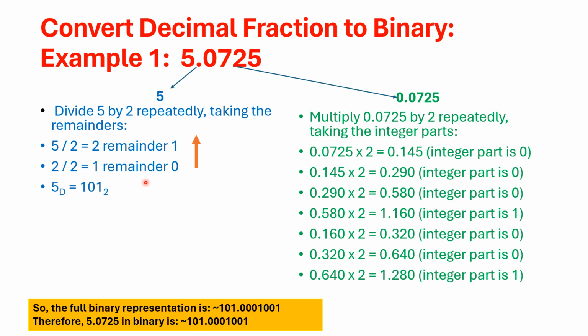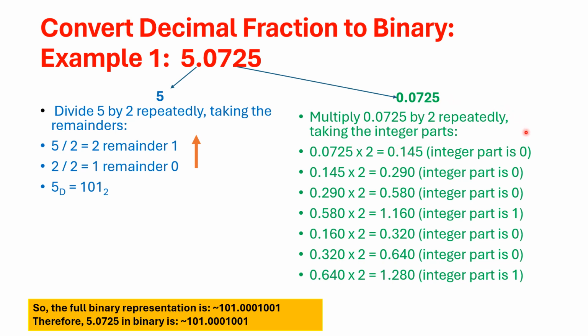Now we perform the fraction part conversion, and for that purpose we use the opposite operation. For integers we divide, but for fractions we multiply. So we will convert 0.0725 into binary. We multiply 0.0725 by 2, which is equal to 0.145, which is less than 1. So our integer part here is 0. We write this integer part here as 0.